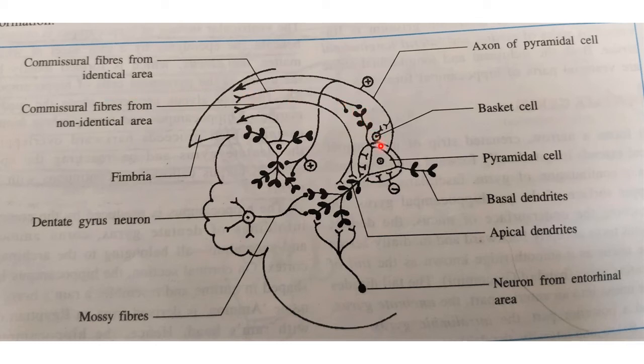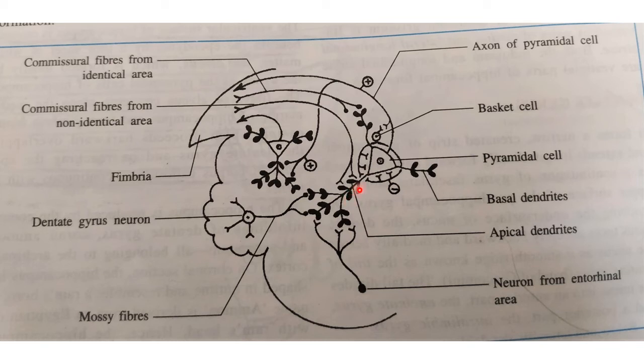Just moving down and going to the next layer, the stratum pyramidalis. Stratum pyramidalis consists of 10 to 30 rows of pyramidal cells. The base of the pyramidal cells is directed towards the alveus, and the apex is projecting towards the molecular layer, the outer molecular layer.